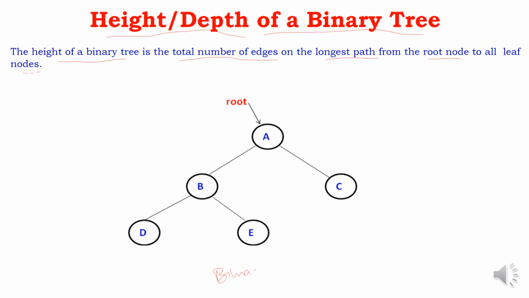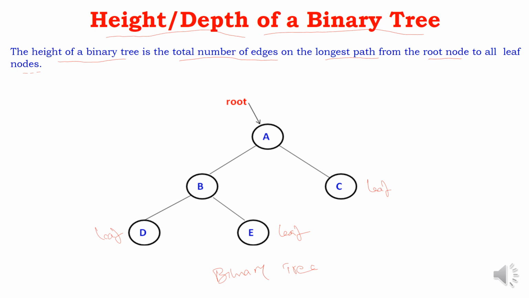This is the binary tree where it is having three leaf nodes, where D is a leaf node, E is a leaf node, C is a leaf node. A leaf node is a node which is not having any children. All other nodes are non-leaf nodes.